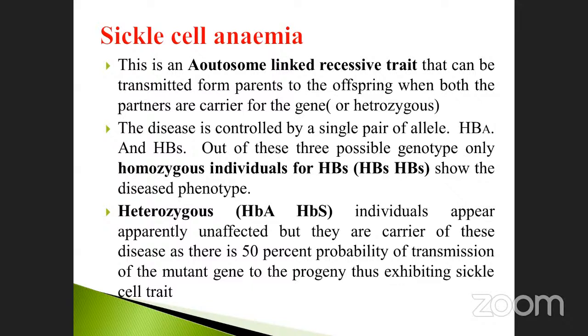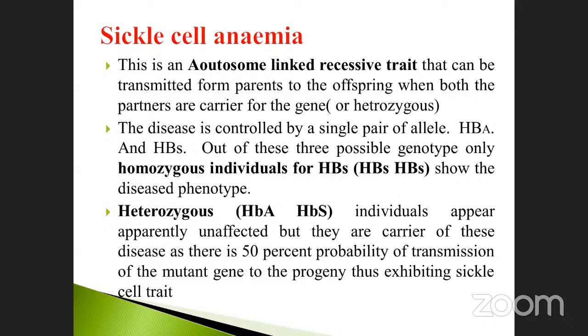It can be transferred from the parent to the offspring. Already you know about parents: they transfer the character from one generation to another generation. So as a result, what happened now? When both the parents are carriers for the genes, that condition is heterozygous in nature. This disease is controlled by a single pair of alleles. Note it down, my dear students.